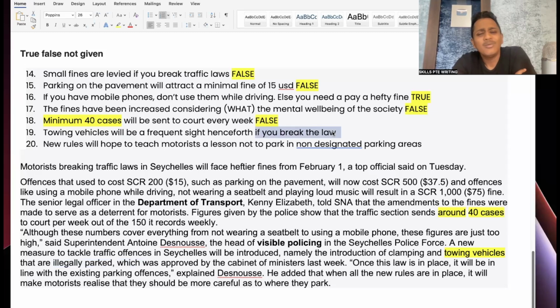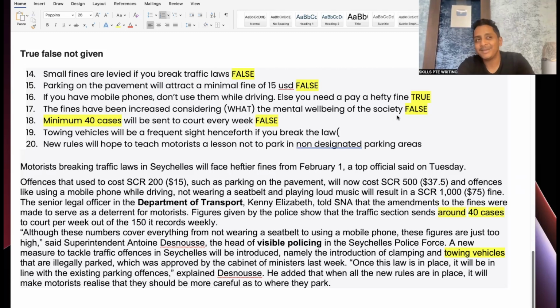Correct? No? Why is it false, Shubham? So if you break the law, they don't tow your vehicle. If you break the law, they will tow your vehicle. Now, what does breaking the law mean? Breaking the law can be anything, but you cannot say false. Correct. But you cannot say not given because it is given.